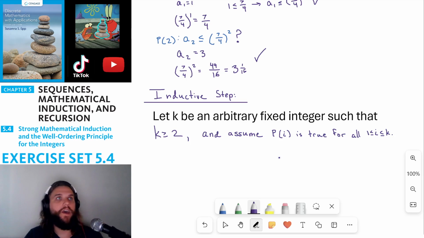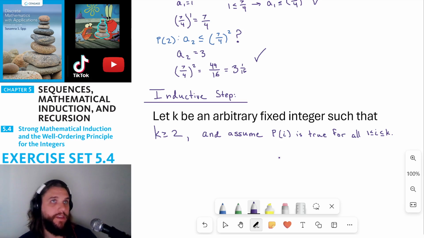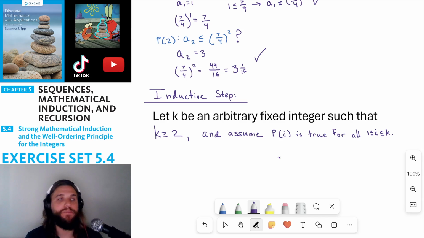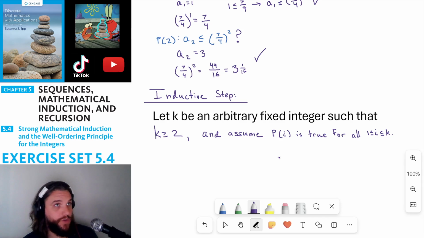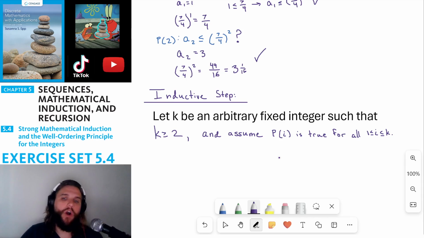But in strong mathematical induction, we want k to be greater than or equal to the largest base case that we showed. And we want to assume that P of i is true for all i less than or equal to k. This is the part of strong mathematical induction that's the most difficult to wrap your mind around. We're assuming that P of 1 is true, and we're assuming that P of 2 is true, and we might be assuming that P of 3 is true, or P of 4, or P of 5, depending on what k is. We're going all the way up to P of k. In normal mathematical induction, we just get P of k, and in that case P of k is the only thing that we need to prove that P of k plus 1 is true.